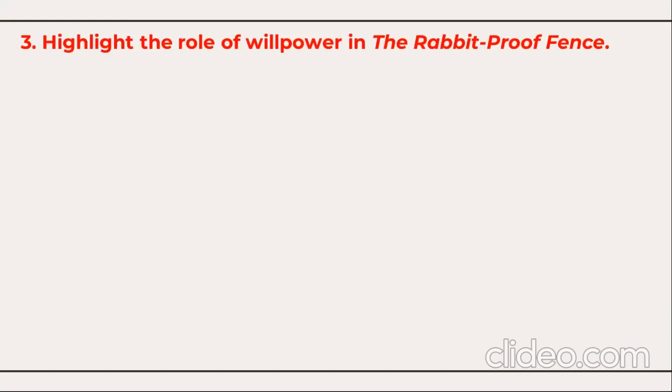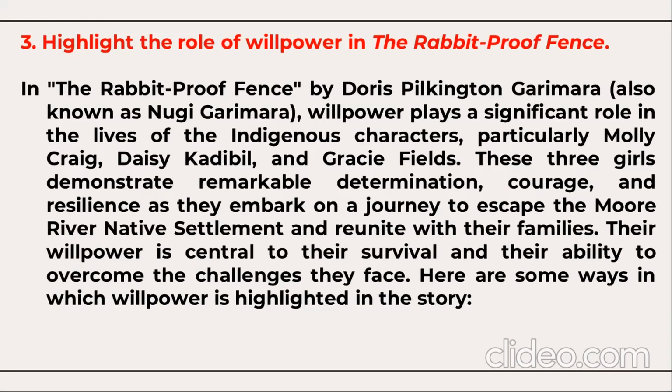Last question for 10 marks from section B. Don't worry, still you have a lot of things to go on. Highlight the role of willpower in the novella, The Rabbit Prophet. In The Rabbit Prophet by Doris Pilkington Garimara, who is also known as Nugi Garimara, willpower plays a significant role in the lives of the indigenous characters, particularly Molly Craig, Daisy Kadibil, and Gracie Fields. These are the famous characters in this novella.